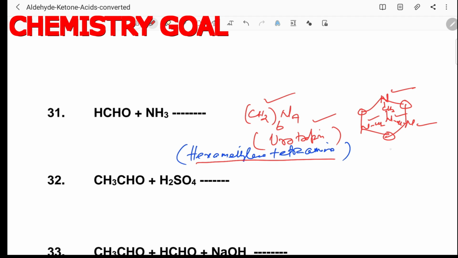Hexamethylene tetraamine, this is the cyclic structure, and it is also used in the treatment of urinary infection. It is used as a medicine for urinary infection. So it is a very important product of formaldehyde with ammonia. On heating, it produces urotropine.